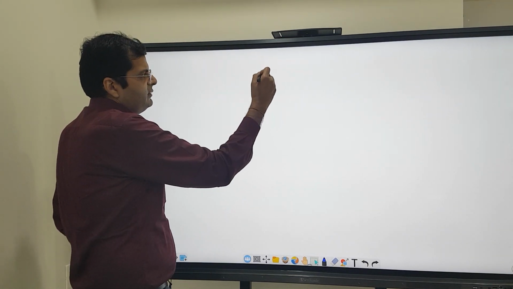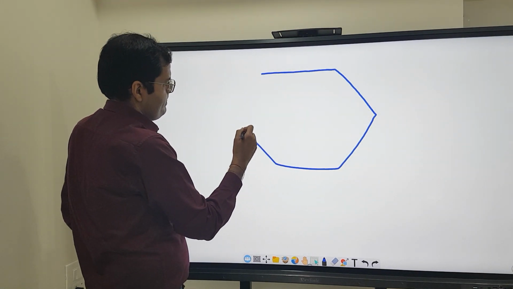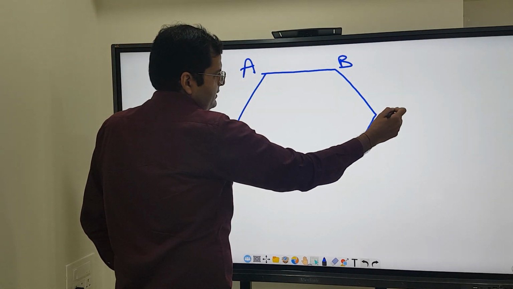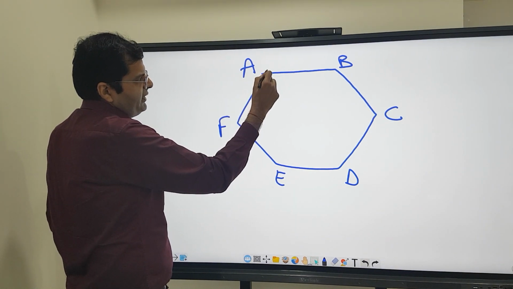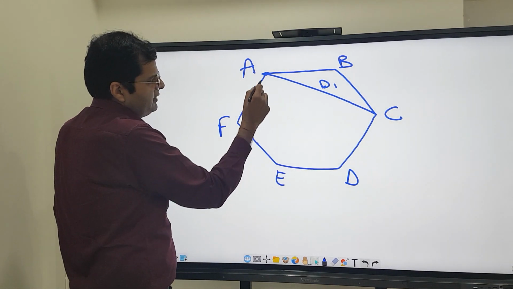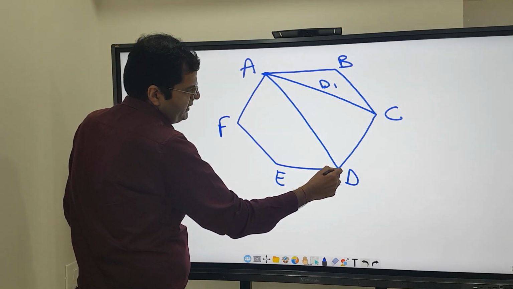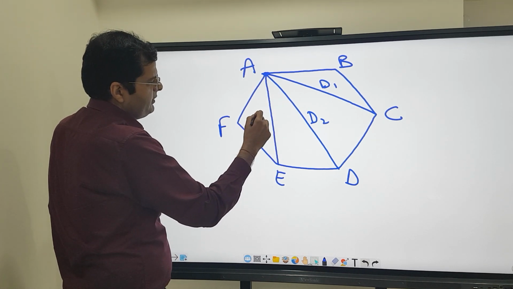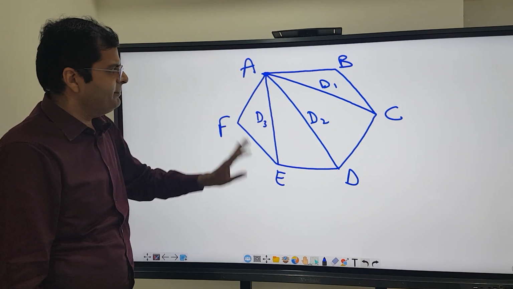So let me create this regular hexagon here. Let's say this is the regular hexagon, with points A, B, C, D, E, F. Let me draw some diagonals from point A. From point A to point C, this is one diagonal, let me call it D1. A to D is the second diagonal, let me call it D2. And A to E is the third diagonal, let me call it D3. Now as you can see, D2 is the longest of them.